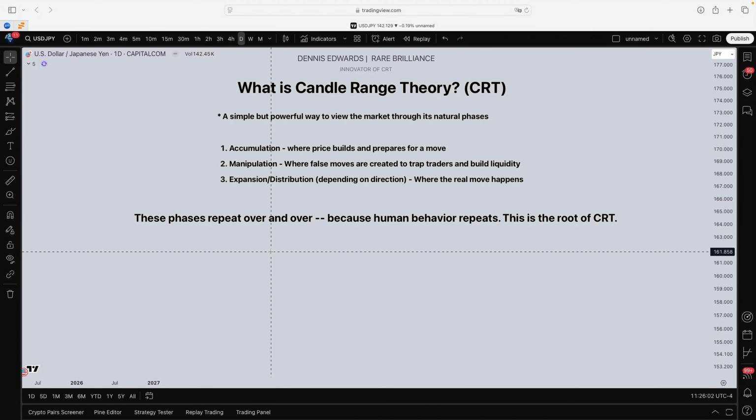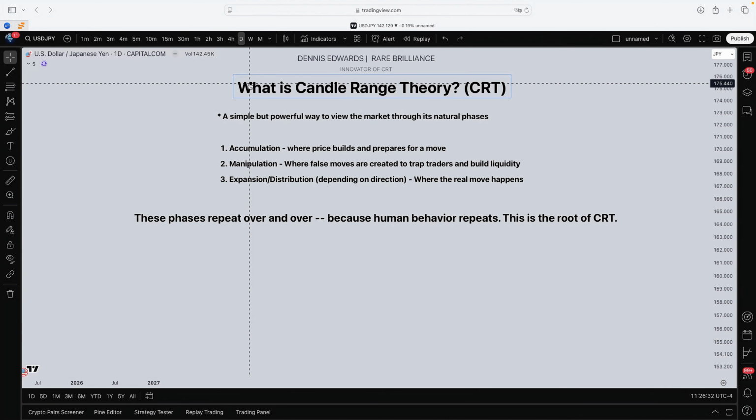Now, once you really begin to understand exactly what I am saying, even if you have to rewatch it, reread it, and understand that human behavior repeats, so that means that CRT will repeat itself over and over, you'll have a very good and strong foundation to what candle range theory really encompasses and embodies to the market.